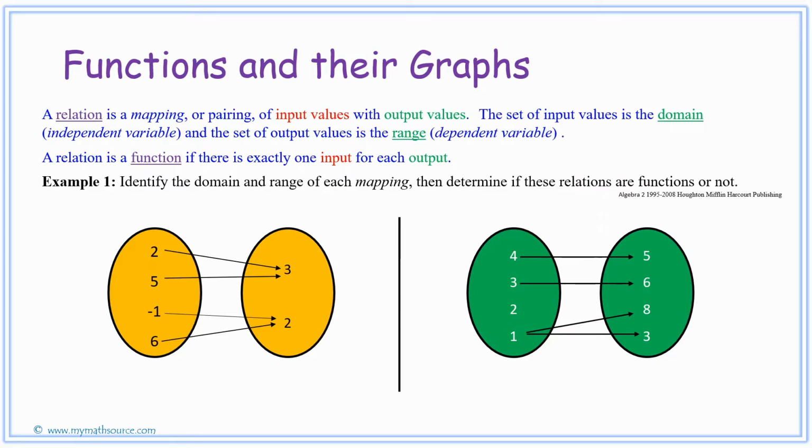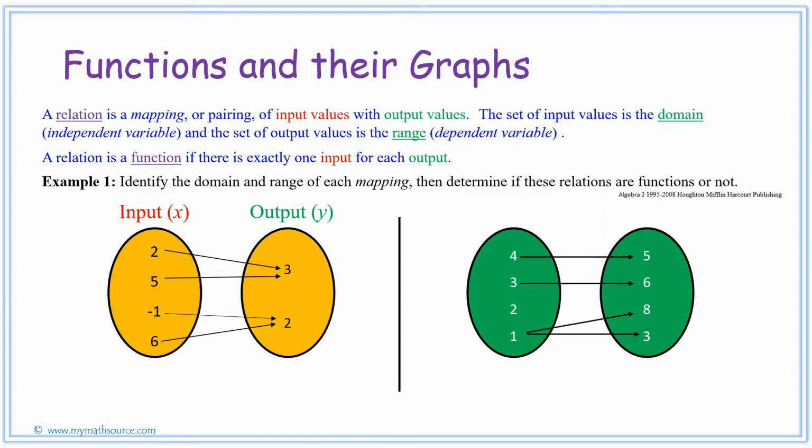If we use the mapping diagram, the first thing we want to do is identify the domain and the range of each mapping, and then determine if these relations are functions or not using the definition above. All right, let's start off with the first one. We see here this is our input, and remember, our input values are also known as the domain. So you could write down on the side that the input is also the domain. Our domain values here are 2, 5, -1, and 6. And then our range of values, also known as the output or the y values, is simply 3 and -2.